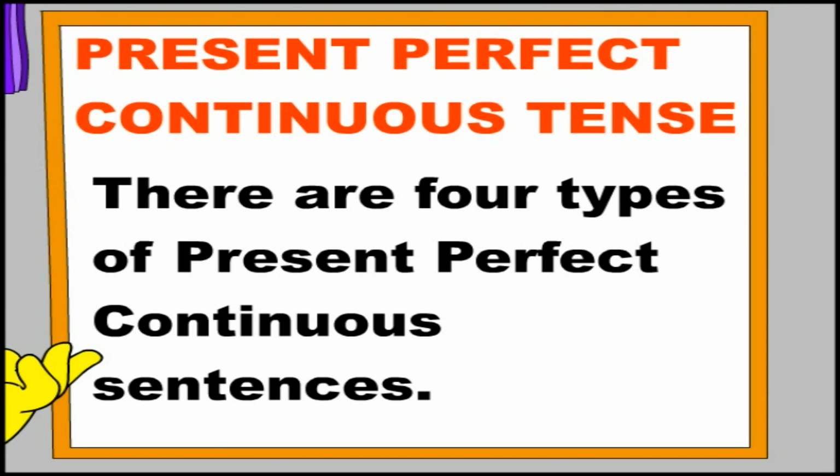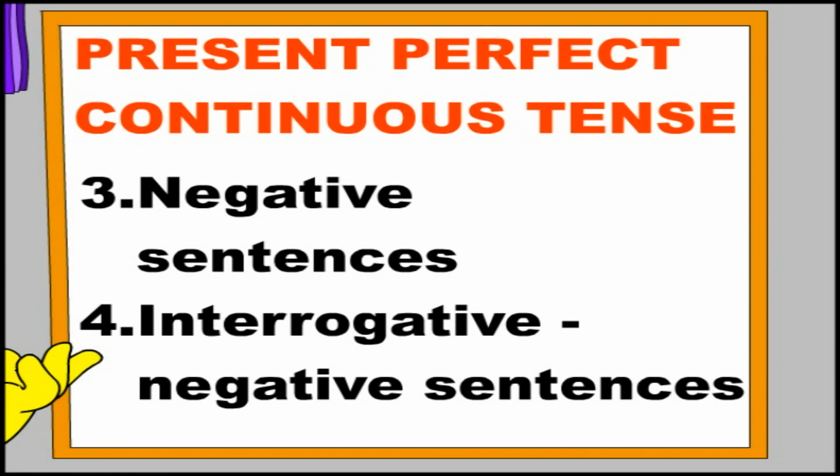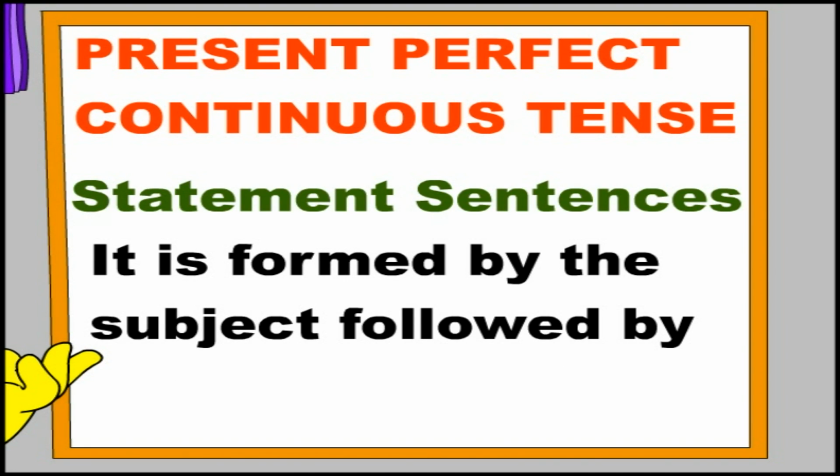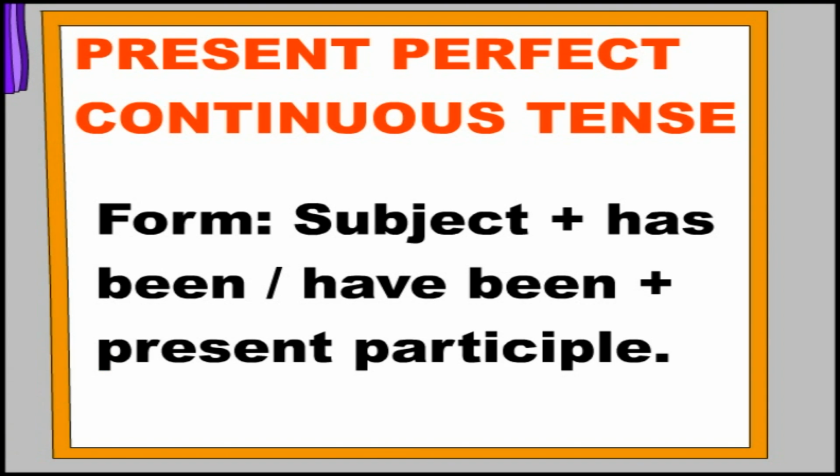There are 4 types of present perfect continuous sentences. 1. Statement sentences. 2. Interrogative sentences. 3. Negative sentences. 4. Interrogative negative sentences. 1. Statement sentences. It is formed by the subject followed by has been, have been, and present participle. Form: subject plus has been, have been plus present participle.